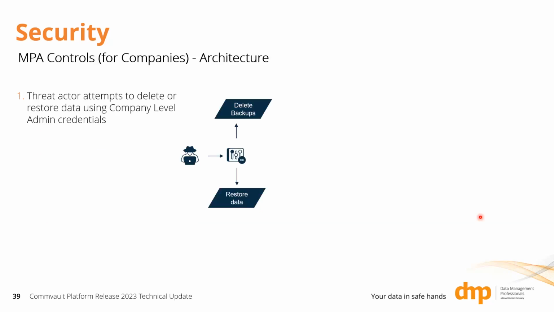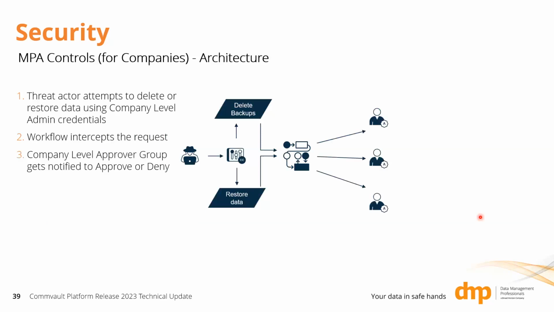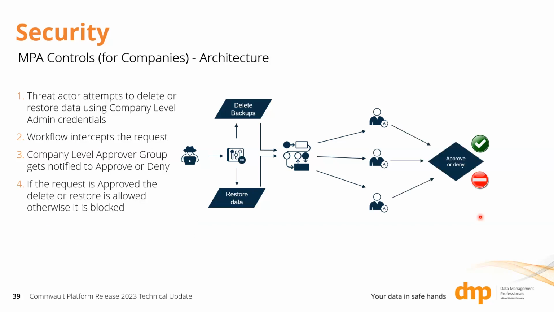So as already described a little bit, when a person wants to delete backups or restore data, that workflow intercepts that request based on the XMLs which are being created in the backend. Then an email is sent to the approver group, and that person must authorize, so accept or deny that action. And depending on the click of that second person, it will be approved or denied. So if it's denied, that action will not take place. So data is still there.